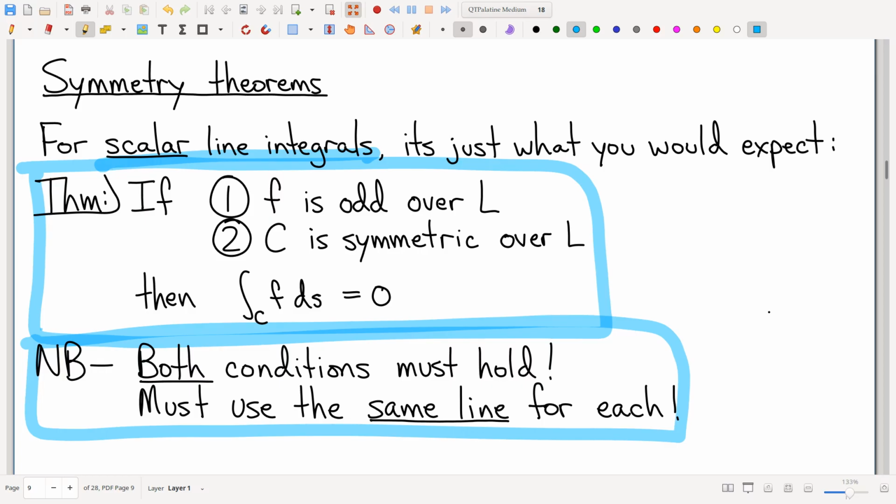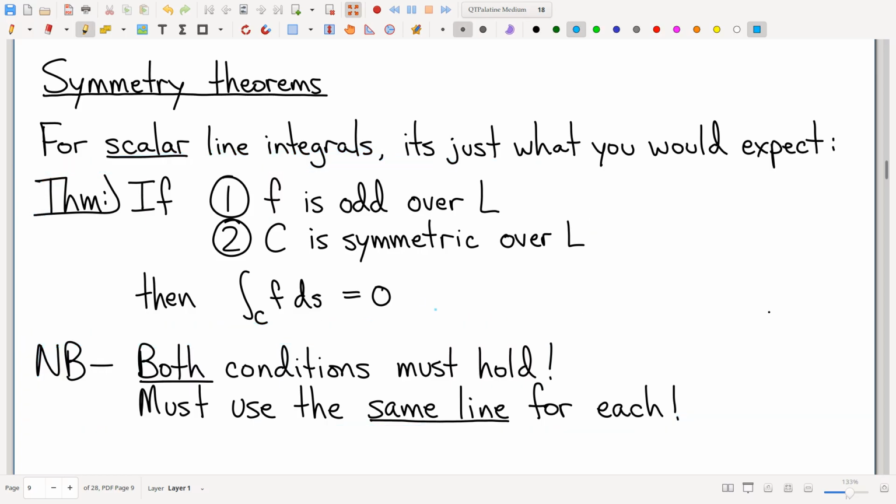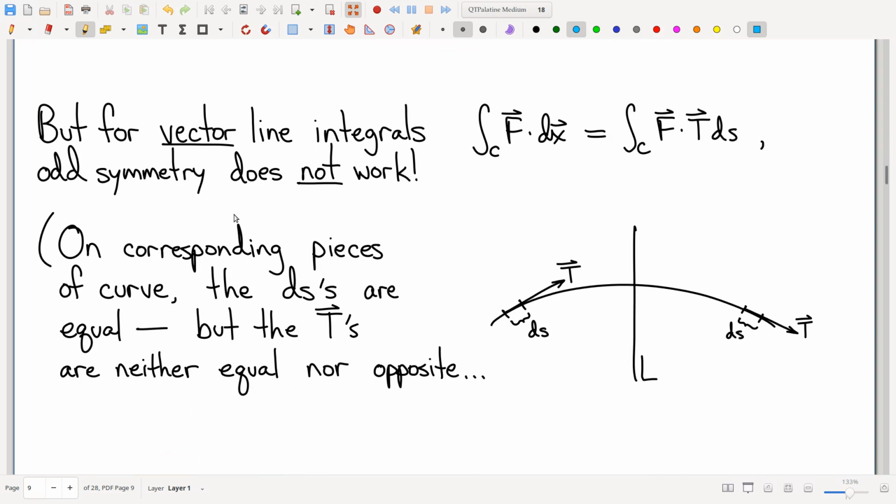Symmetry theorems are awesome. Now, very importantly, though, the bad news. This is only for scalar line integrals. Only for scalar line integrals. If you try to write down an analogous theorem for vector line integrals, it doesn't work. It crashes and burns. There is no odd symmetry theorem for vector line integrals. And if you make an argument about odd symmetry for vector line integrals, well, you're writing down nonsense. And again, nobody wants that, right? None of us want that to happen, right? So be careful about this, please. Don't try to make these arguments for vector line integrals.